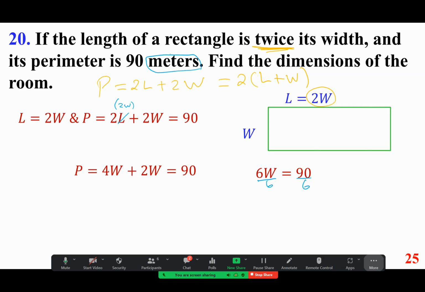As always, pay attention to units when you're dealing with applications. If it's 15 meters, the length is twice that, which makes it 30 meters. So for this question, the width ends up being 15, the length ends up being 30, and to check, all you have to do is add up 15 and 30, it's 45, multiply by 2, it must become 90, and that works out. We just checked it, and that's it.